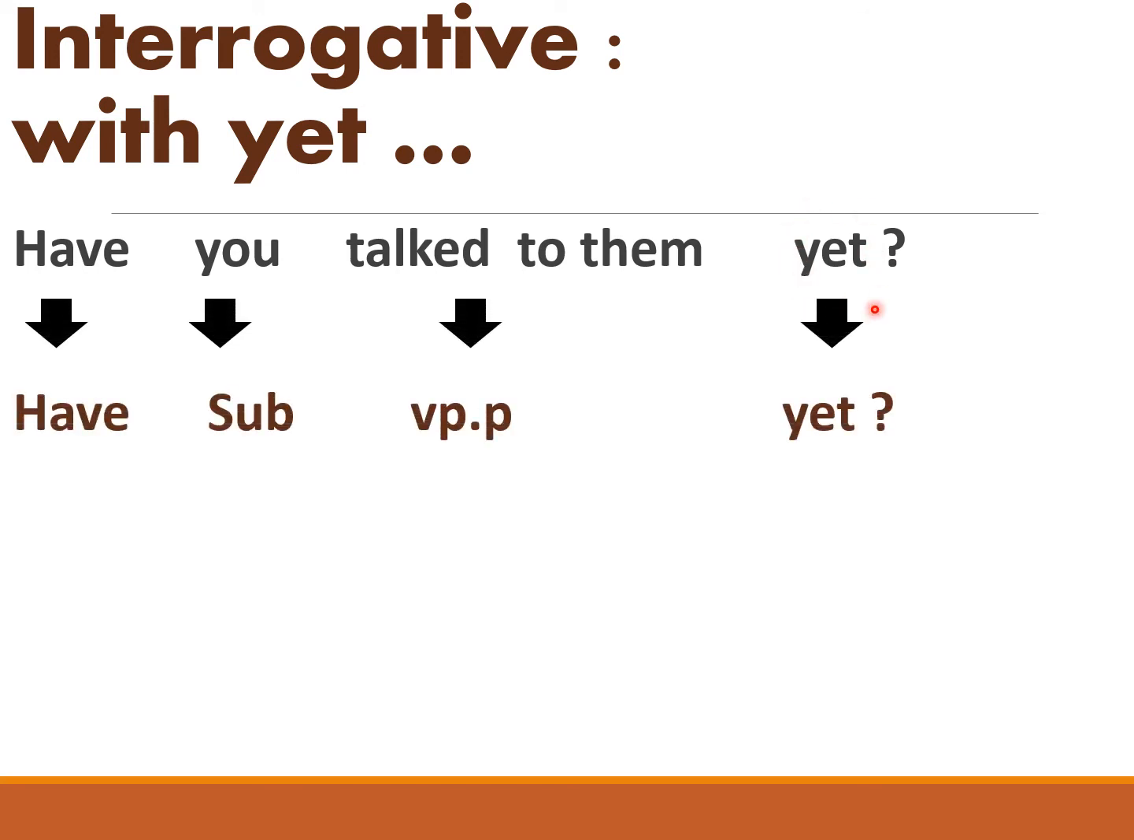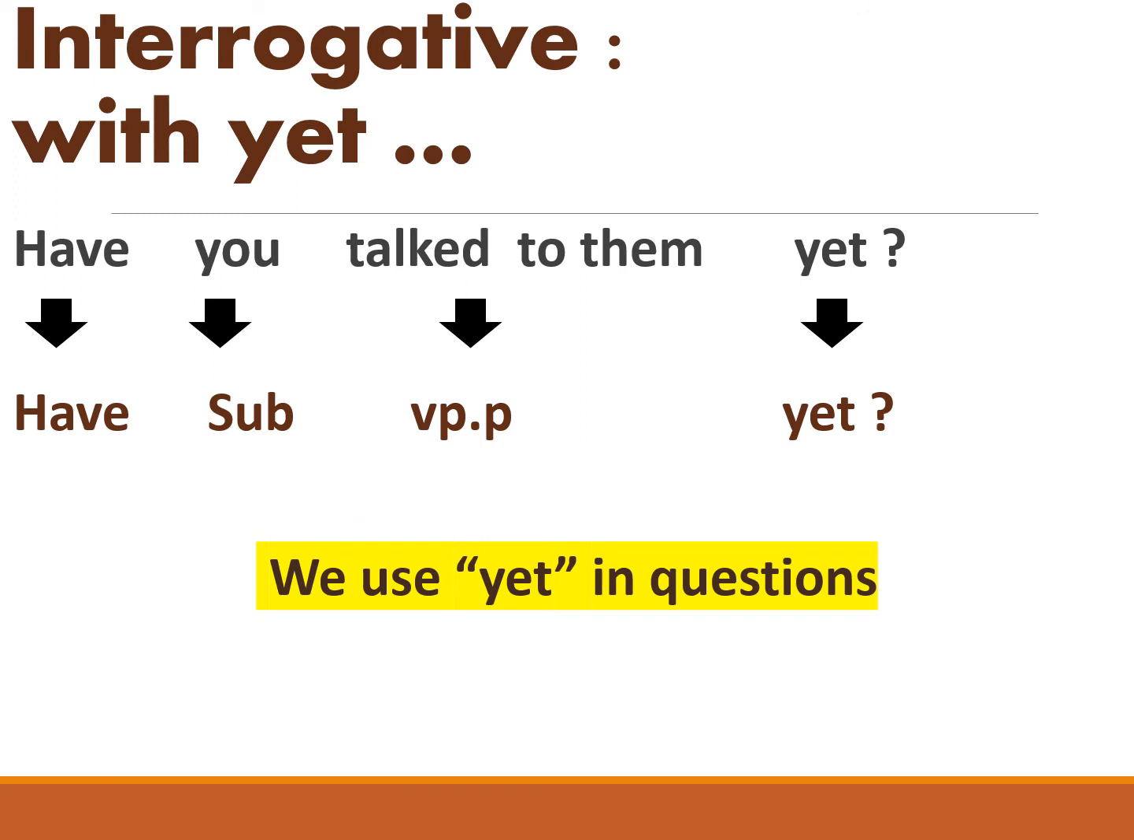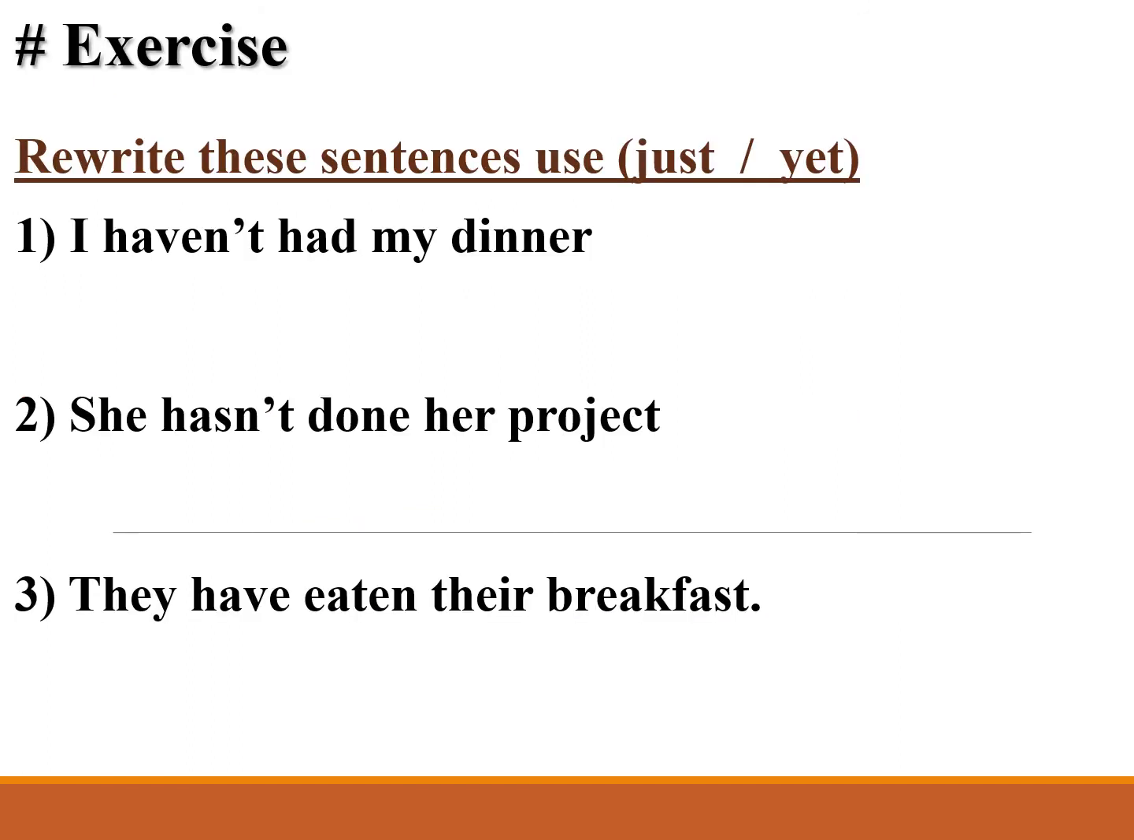So, the form of question in present perfect: the helping verb has or have, depending on the subject, then the subject, verb past participle, complement, and yet. So we use yet with negative forms and with questions. Let's practice the rule with just and yet.